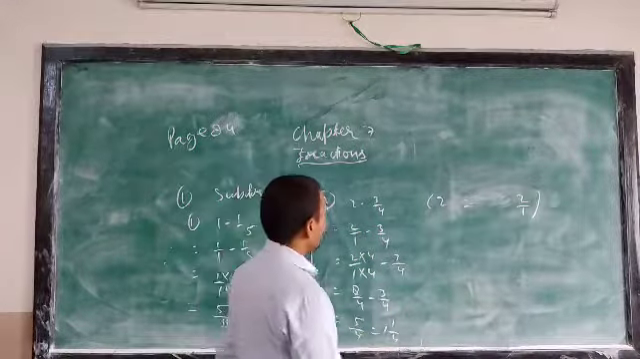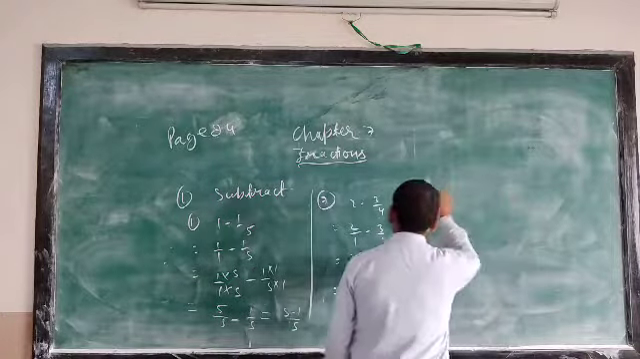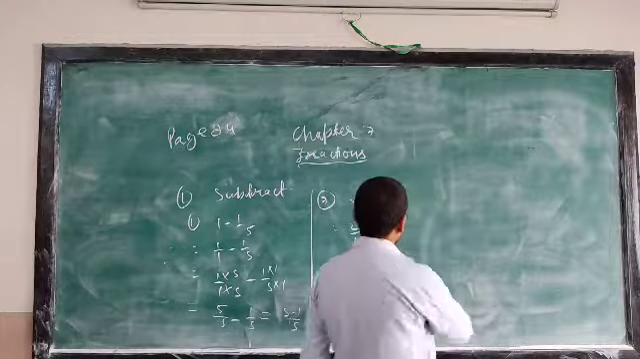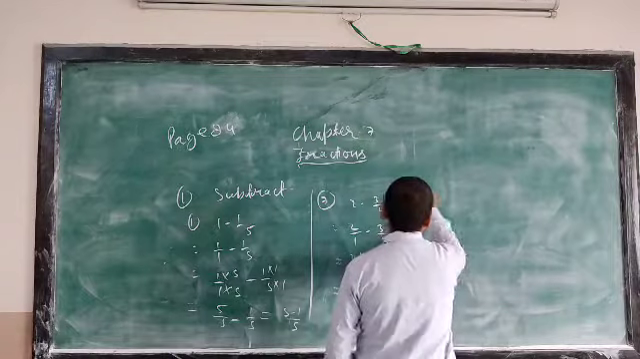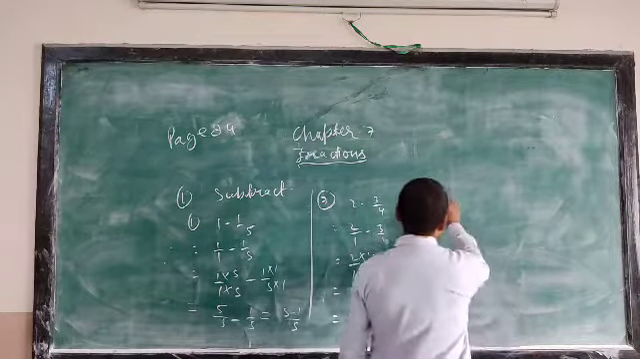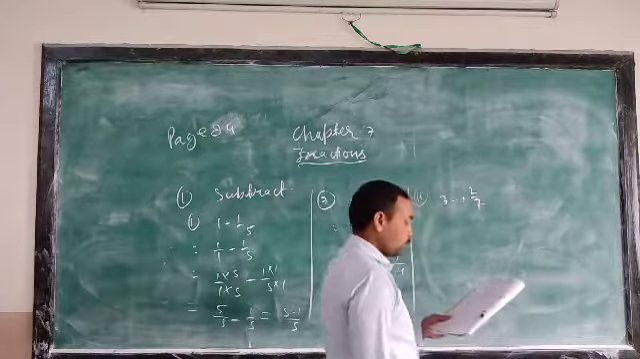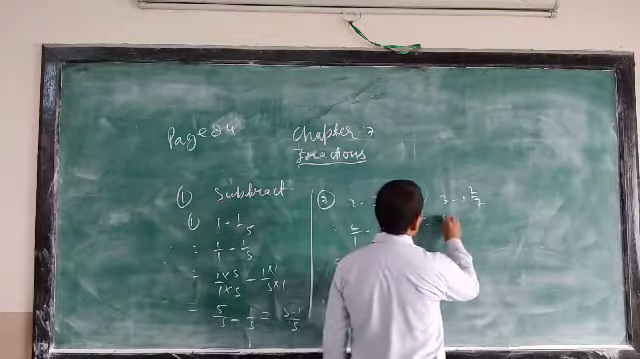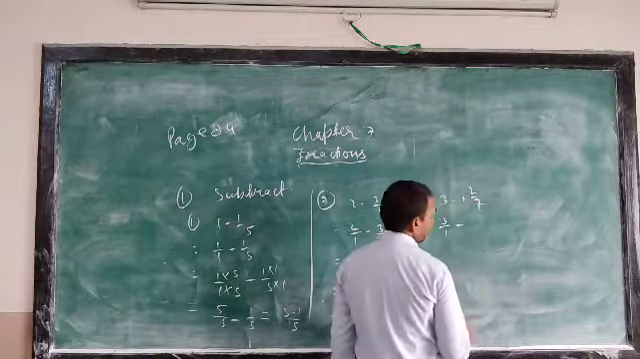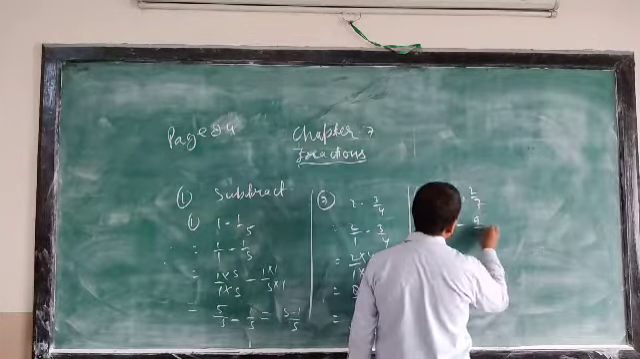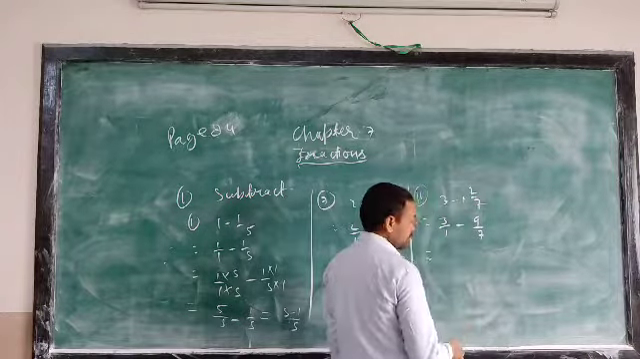And the last one, suppose the numbers here are 3 and 1 and 2 by 7. 3 minus 1 and 2 by 7. So 3 can be written as 3 by 1, and 1 and 2 by 7 is 7 times 1 plus 2, that is 9 by 7. The LCM of 1 and 7 is 7.